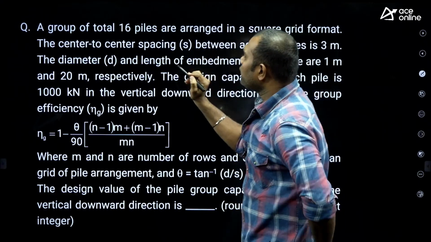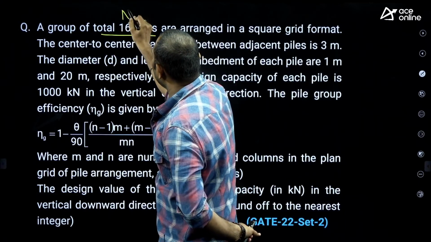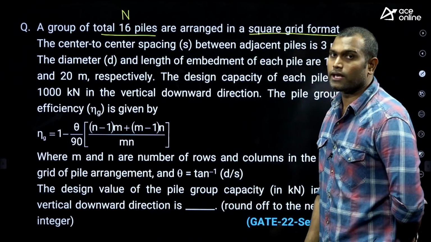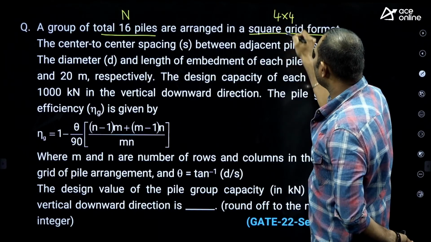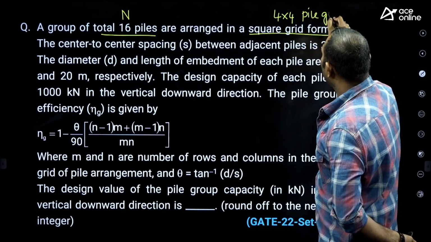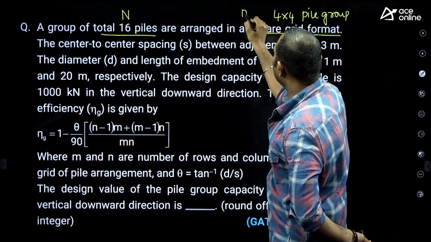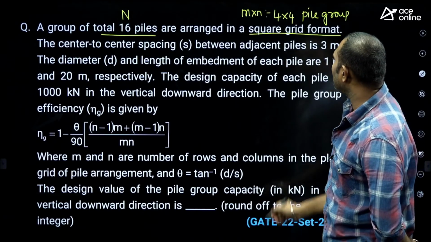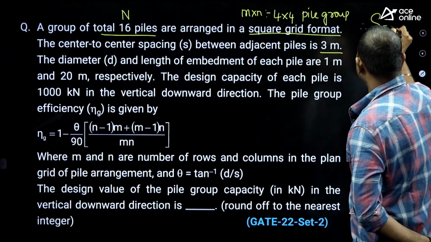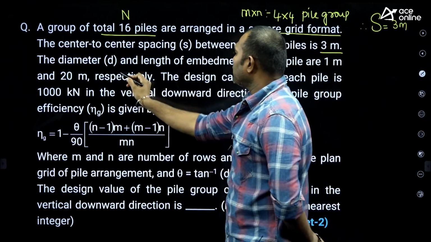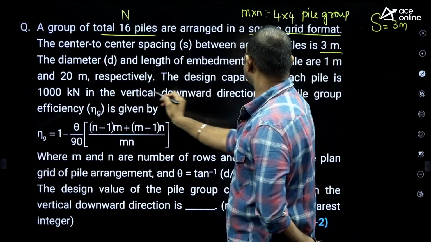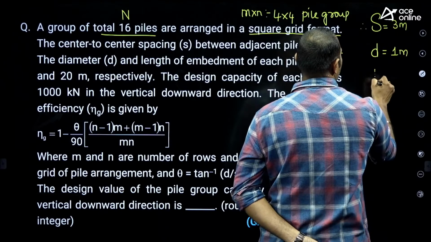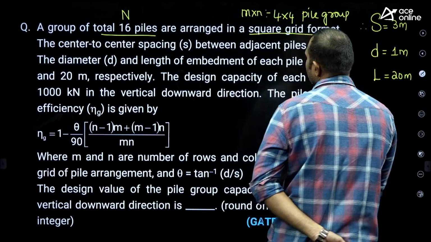A group of total 16 piles, the total number of piles n is 16, are arranged in a square grid format, which means the m by n is nothing but 4 by 4. The center to center spacing between the adjacent piles is given as 3 meters. Diameter and length of embedment of each pile are 1 meter and 20 meters.